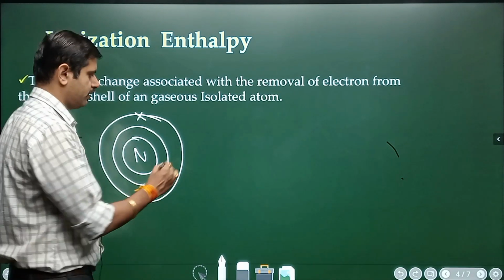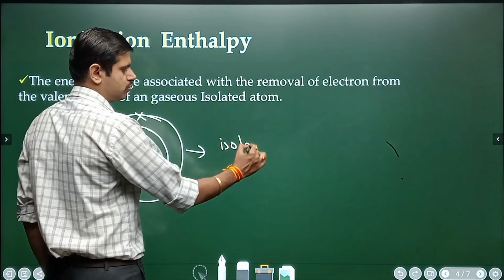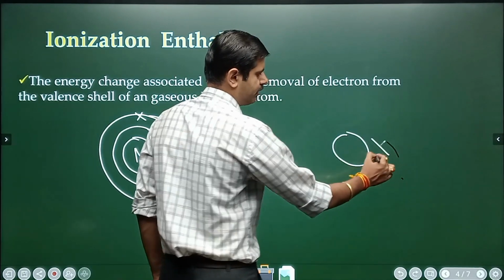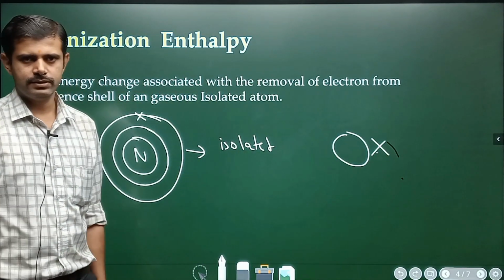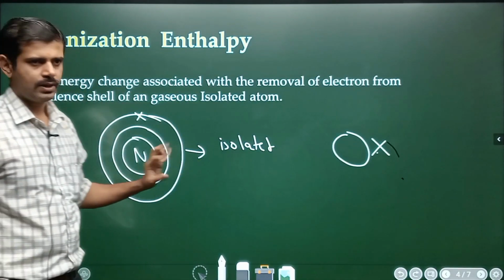Clear? So it should be gaseous isolated. There should be no atom nearby. If there is one atom nearby, then we will not consider this one. Gaseous isolated, there should be nothing nearby, an isolated atom.